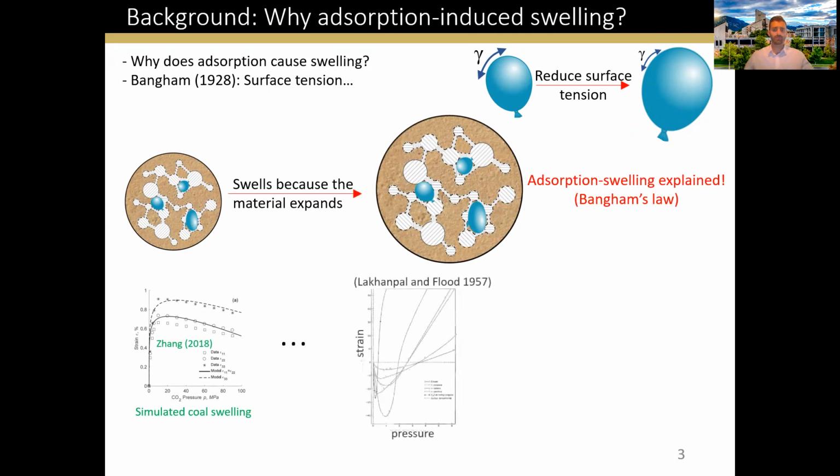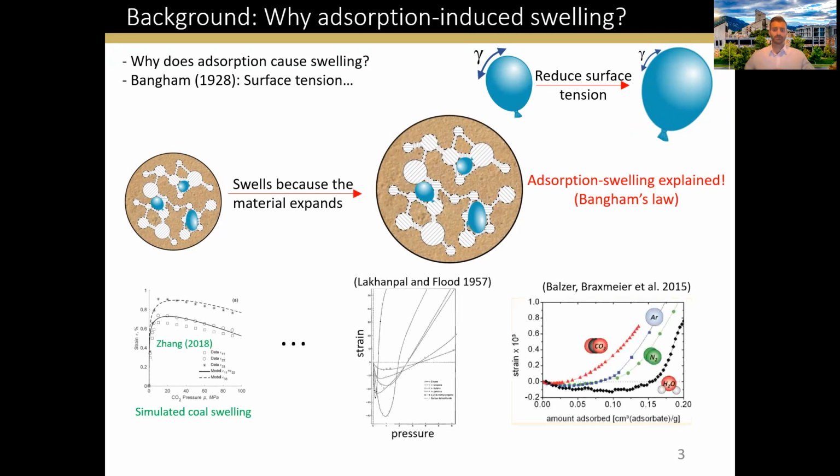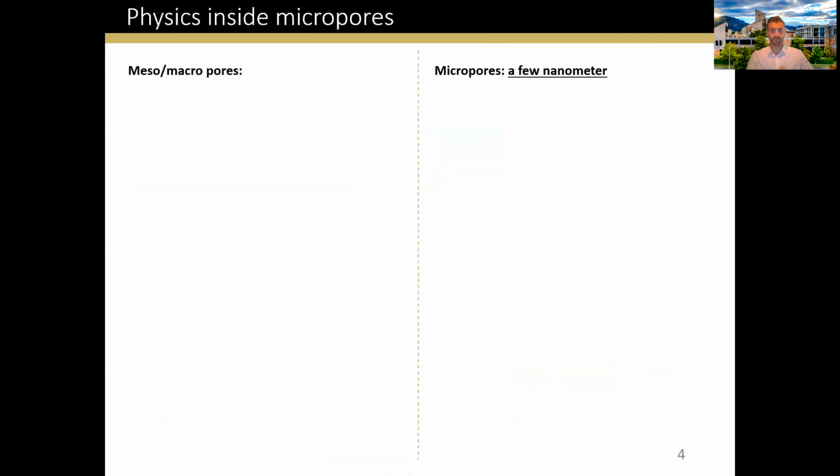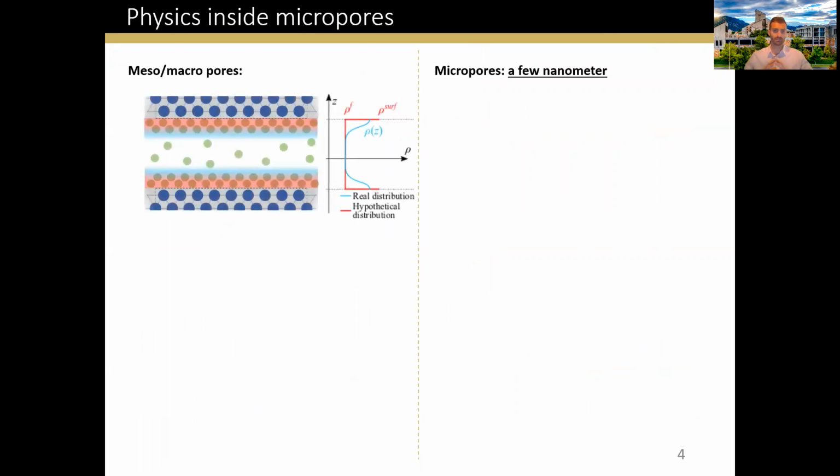However, both earlier and recent results show that in micropores, there is an initial shrinkage region at very low pressures prior to the overall swelling. This brings us to our first objective. Can we explain initial shrinkage of microporous material through pore mechanics? Before we delve into micropores, let's look at larger pores for a second.